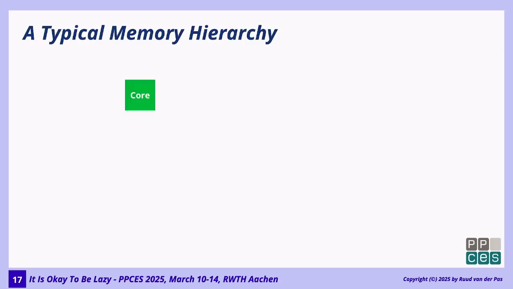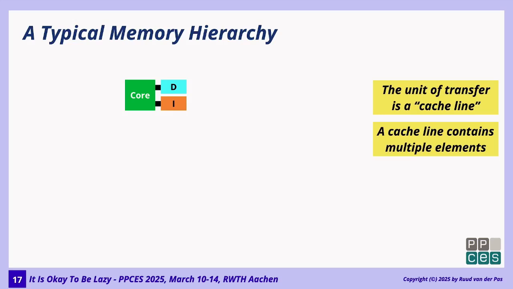So let's look at a typical example. Here's the core. You have a cache for data and instructions. By the way, we call that a level. So level 1 is closest to the core in terms of time, and then level 2 takes longer, level 3 takes longer. That's the wording that is used. And as I said on Monday, the unit of transfer is a cache line, a number of elements, like 64 bytes or 128.